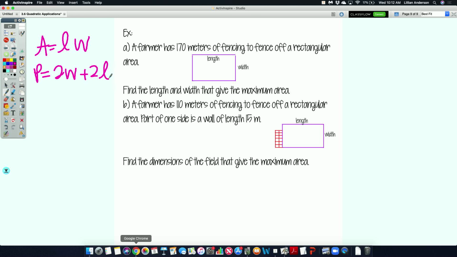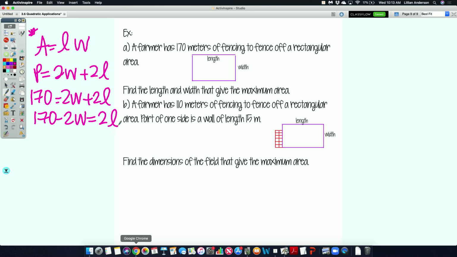Our perimeter for our fencing is 170, so we'll have 170 equals 2W plus 2L. And just like before, we are going to need to solve for one of our variables to plug into our area equation to help us find our length and the width. So we're going to solve for any variable, it really doesn't matter. But let's go ahead and solve for L.